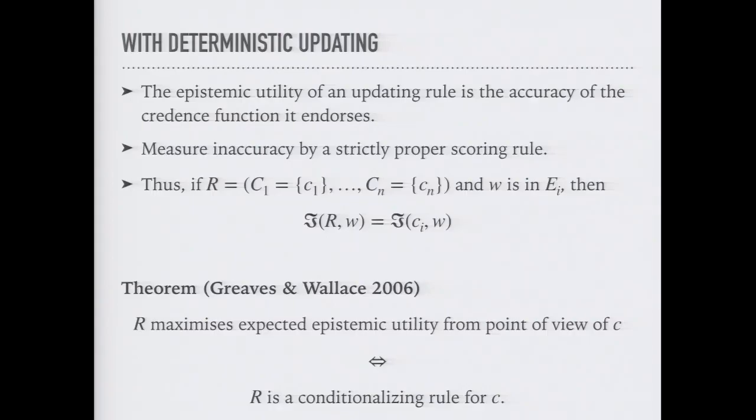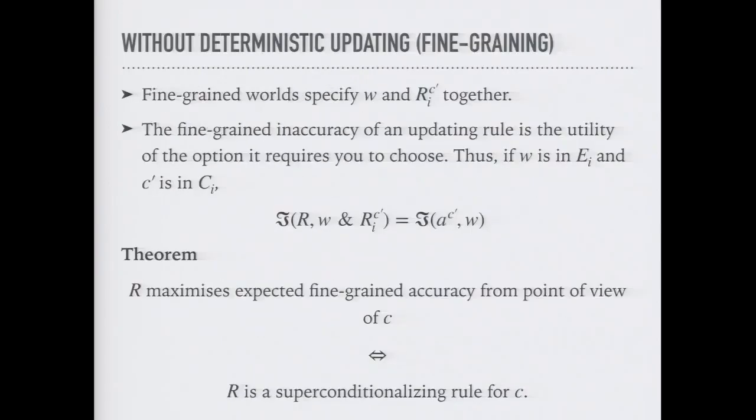The inaccuracy of a rule at a particular world is just going to be the inaccuracy of the very credence function it makes you adopt at that world. So Briggs and Wallace define the inaccuracy of a rule that way and get out, if you assume deterministic updating, that your rule should be a conditionalizing rule. If you don't, then exactly the same two options are open.